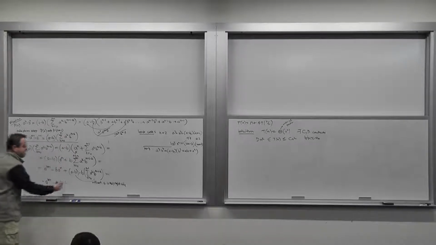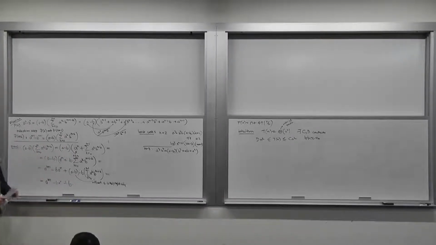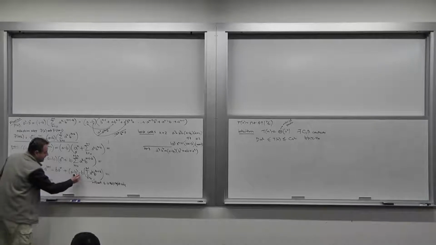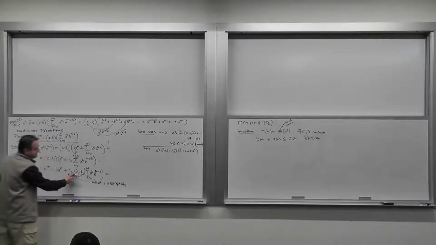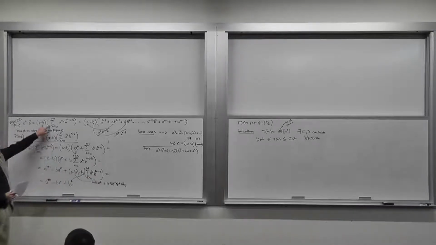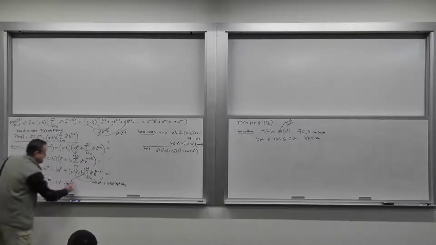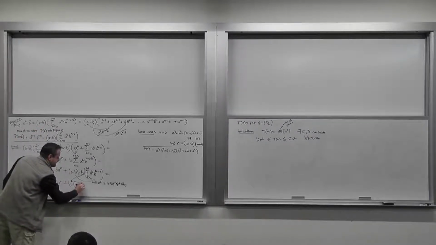So how much is that? B has to be here because I don't have a b, so I take this b. How much is a minus b times this sum from the induction hypothesis? A to the n minus b to the n.